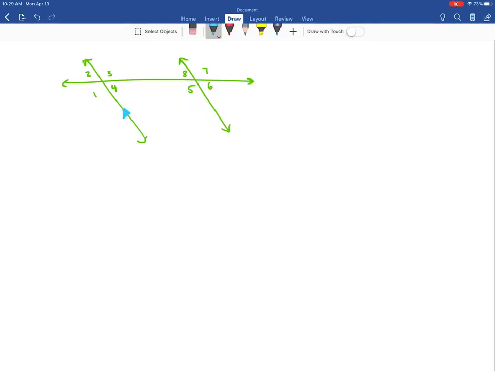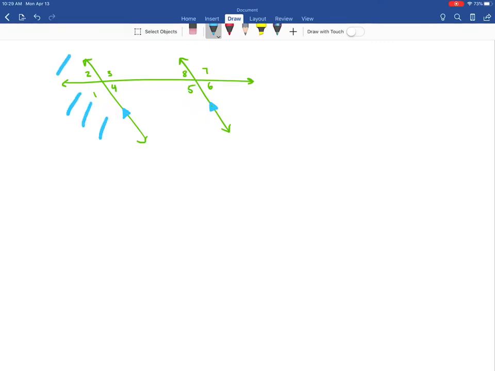So number 1 says, in the figure at the right, P is parallel to Q, so these two lines are parallel, which makes T the transversal because it crosses two lines. It says use the figure for exercises 1 and 2. Well, let's review these angle pairs a little bit before we get started.